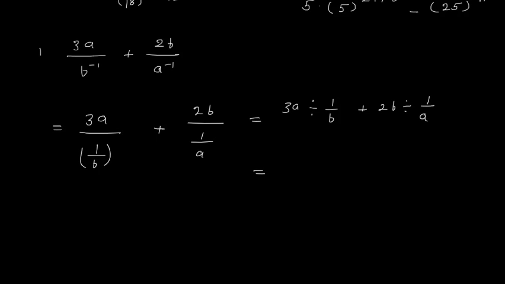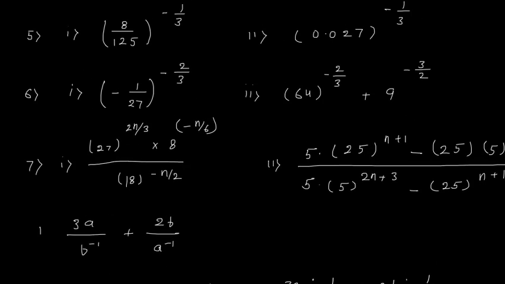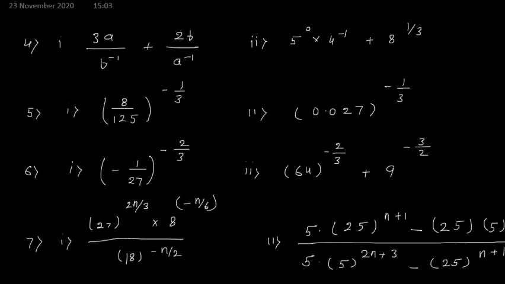So this is 3a into b upon 1. So when denominator is 1, we do not write it, and 2b into 1 upon a, so we multiply by a. So this is 3ab and this is 2ba, means 2ab I can write. 3ab plus 2ab is 5ab. So 3a upon b power minus 1 plus 2b upon a power minus 1 is 5ab. This is first problem. Now second problem.